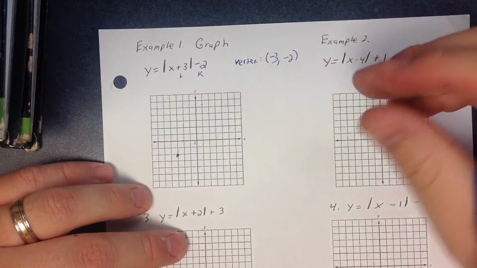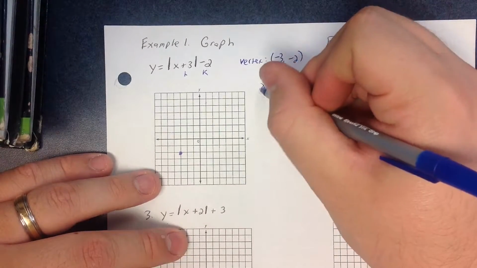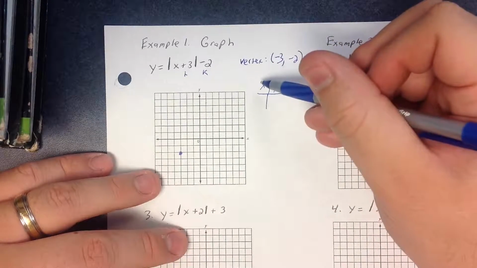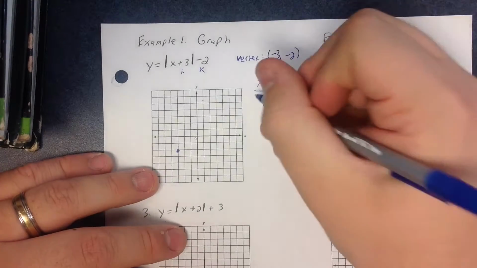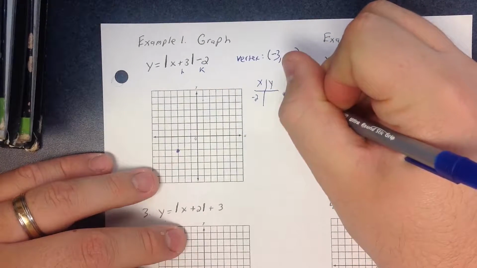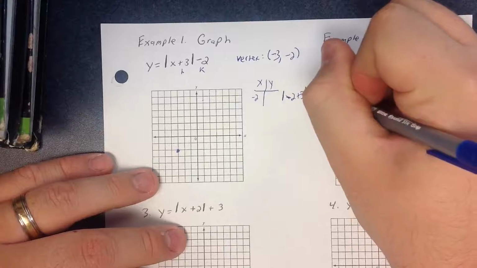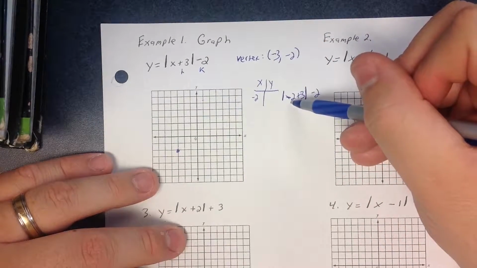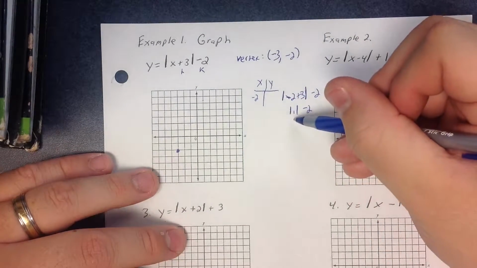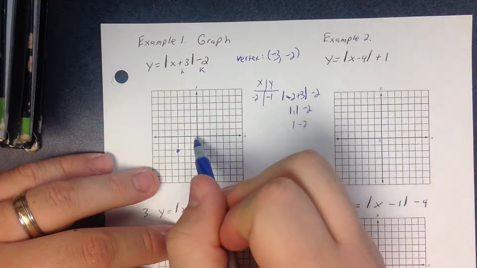Now, the second part of the description says pick a point one away and then reflect it. When I say pick a point one away, that means we're going to make a table, and I want to go one away from the x value of the vertex. So I could go -2 or I could go -4. Doesn't matter. I'll just do -2. If I plug in -2 for x, y equals the absolute value of -2 plus 3, minus 2. The absolute value of -2 plus 3 is 1, so we have the absolute value of 1 minus 2. The absolute value of 1 is 1, minus 2 is -1. So I have the point -2, -1.